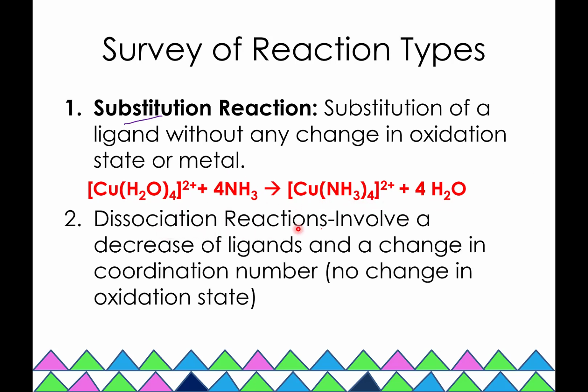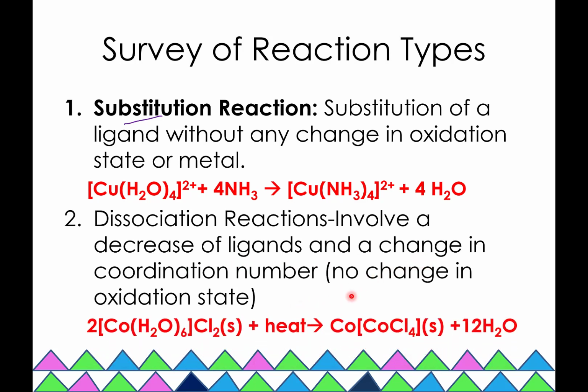Next, we have dissociation reactions, and that just means that we have a decrease in the number of ligands. Again, we don't have any change in oxidation state, but our coordination number is decreasing. So here, we're going from hexaaqua cobalt 2+, which is octahedral, and we're heating it up to get tetrachloro cobalt 2+. This is now a tetrahedral or square planar complex.